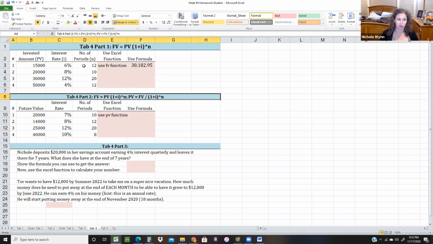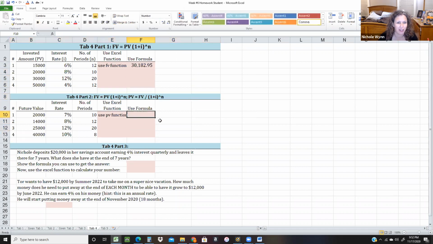So the formula is written here. If you're trying to use the formula, then you would do the future value, 20,000, divided by 1.07 caret 10. So I think that's right, unless I typed in something wrong. So I feel like that's pretty good.